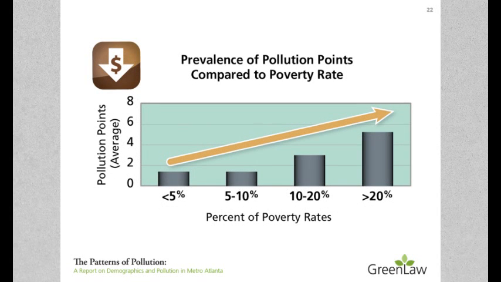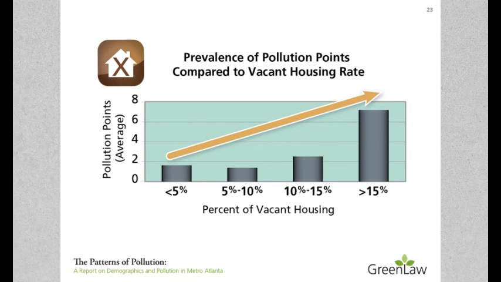Next, you'll see that poverty rates also rise with the average number of pollution points. Blocks with poverty levels above 20% contain on average almost 6 pollution points. And you can compare that to blocks with poverty rates under 5% that have only 2 pollution points on average.